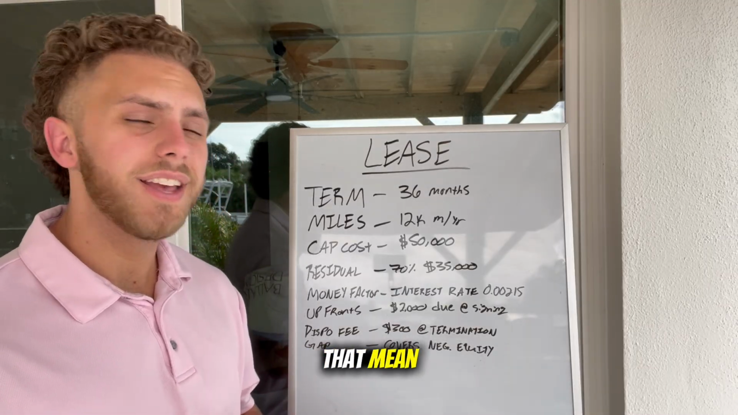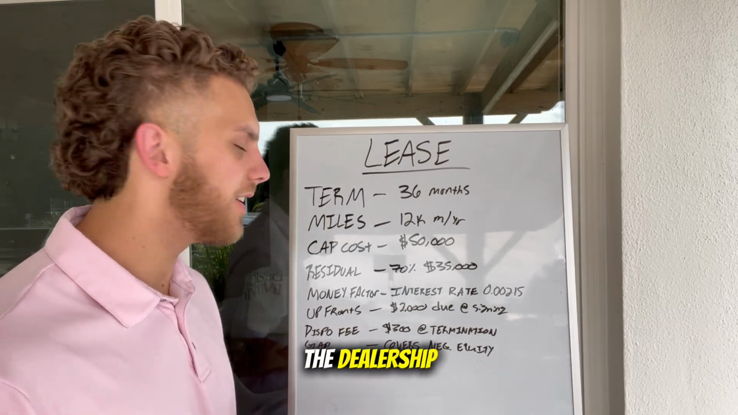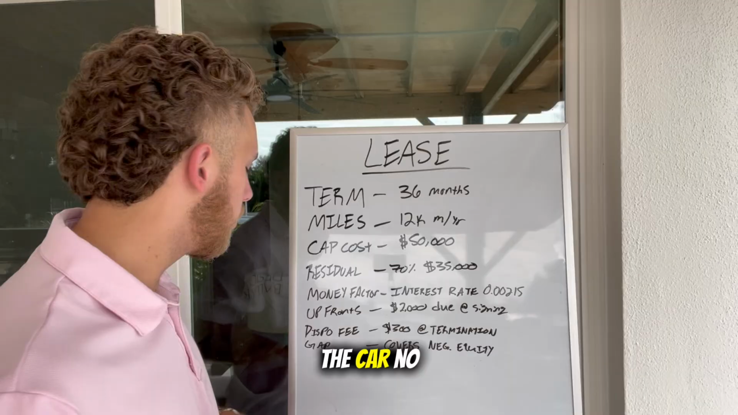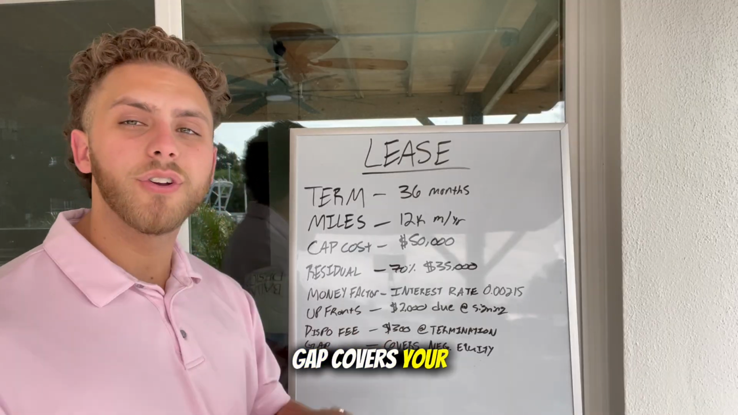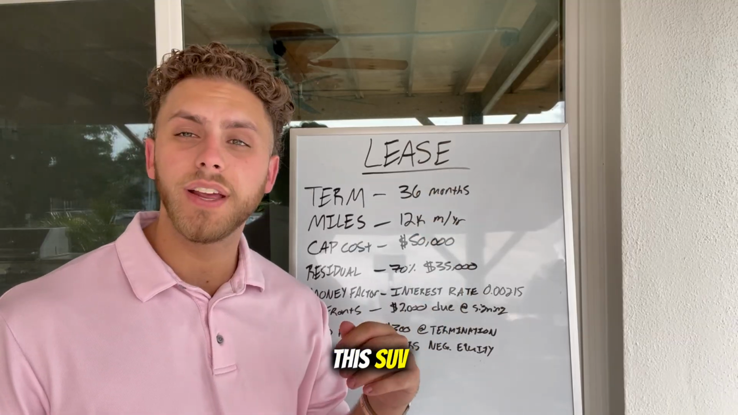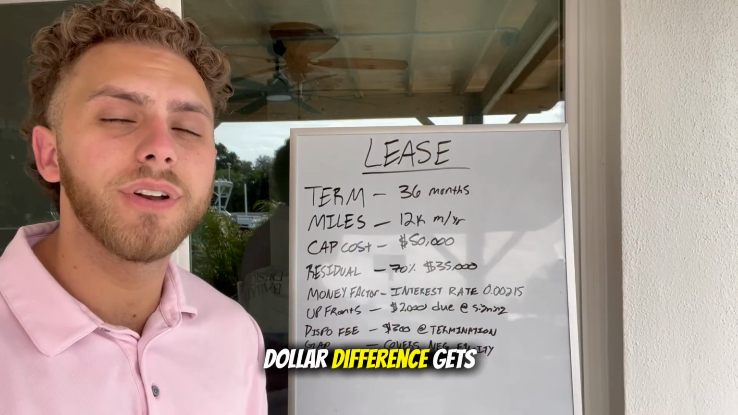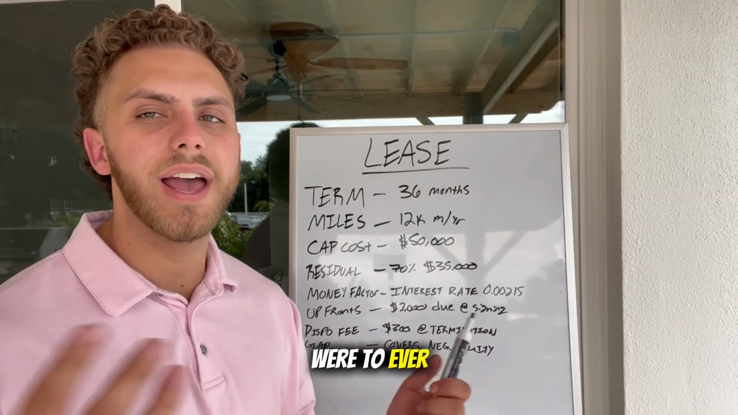So what does that mean? It costs you $300 at the end of your term to drop off the keys to the dealership and say goodbye, walk away from the car, no problems. Gap covers your negative equity. Again, if you owe $38,000 on this SUV and it is only worth $34,000, that $4,000 difference gets covered if, God forbid, you were to ever get in a wreck.